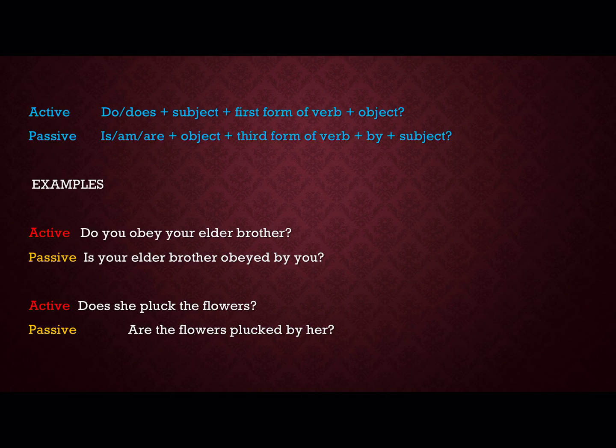Now, what is the structure? Do/does, subject plus first form of the verb and object. Now, we all know the object will become the subject and the subject will become the object. Do you obey your elder brother?